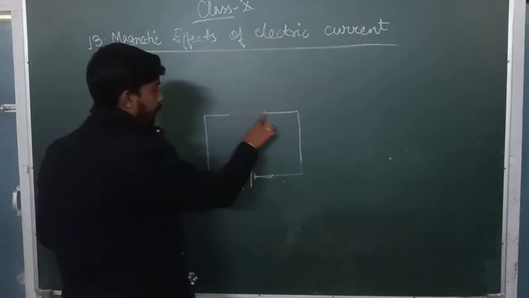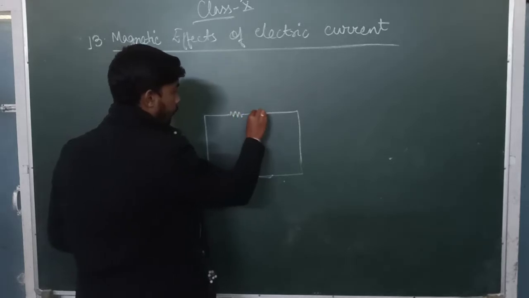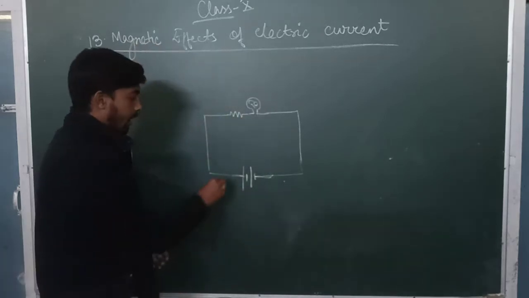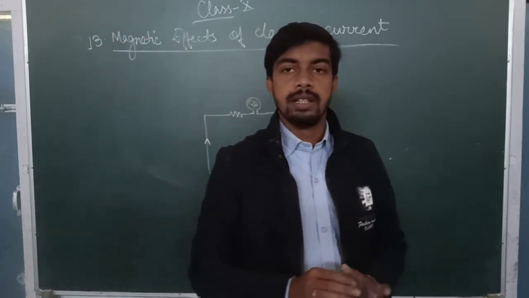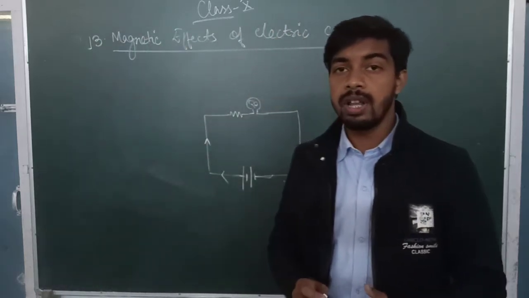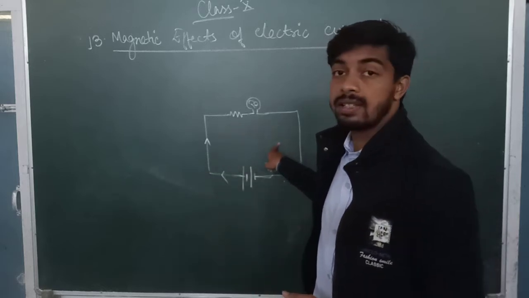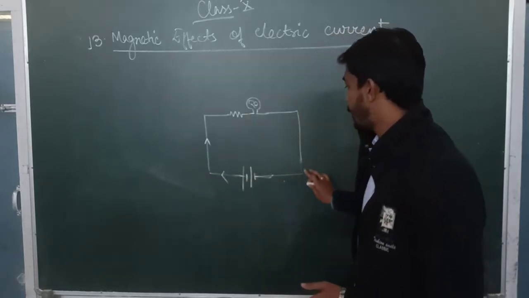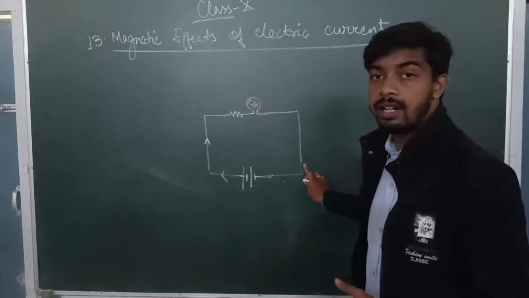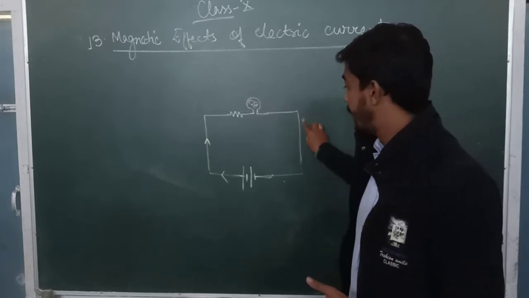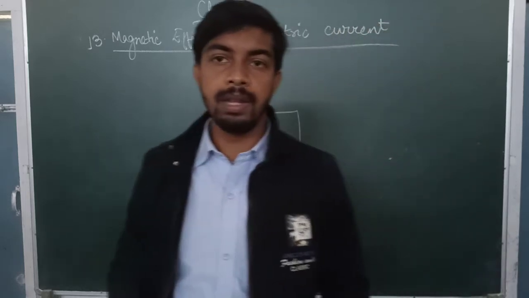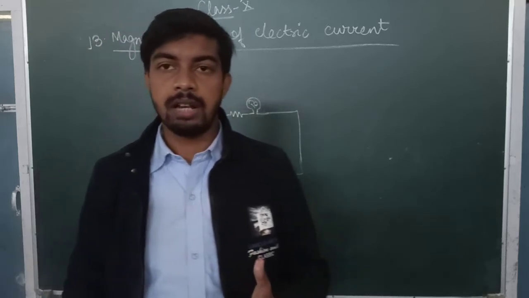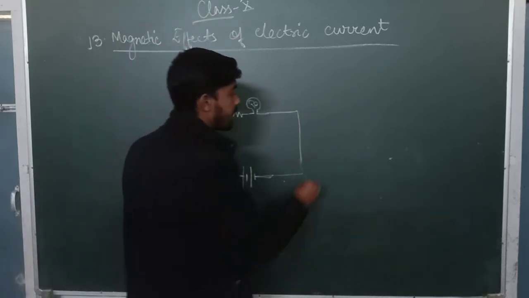any circuit in which current is passing through, that current induces or produces some magnetic field in the circuit. That means when current passes through this wire, it produces some magnetic field within this wire, and that magnetic field can be seen or known by using a compass.